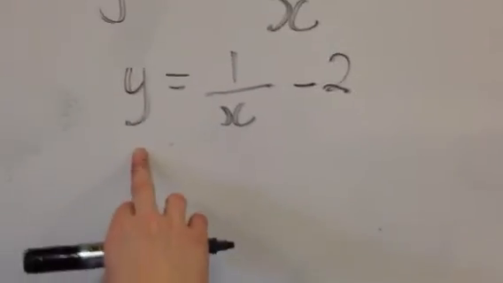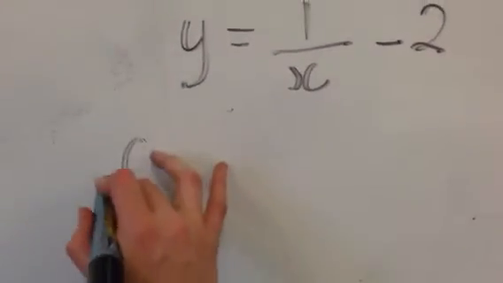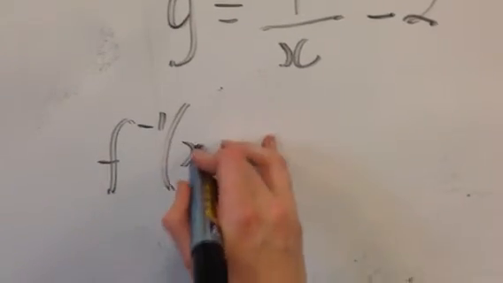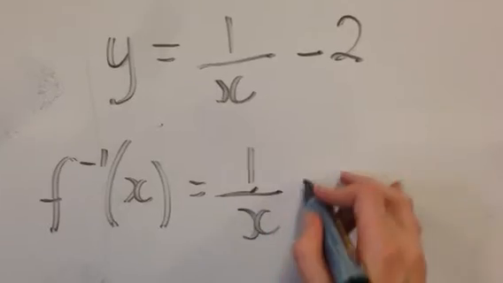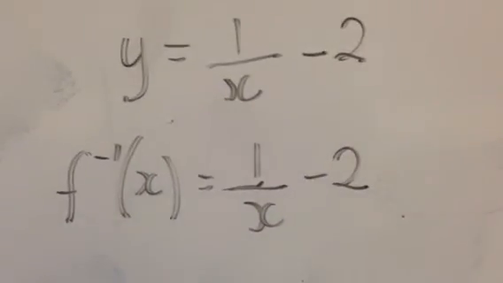And once we have y as the subject, now we can replace it with the inverse function of x, which is equal to 1 over x minus 2. And there we have it.